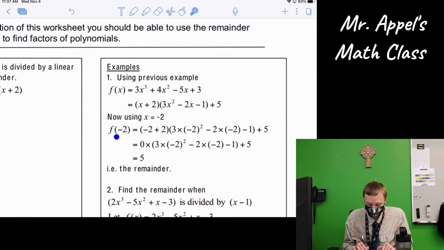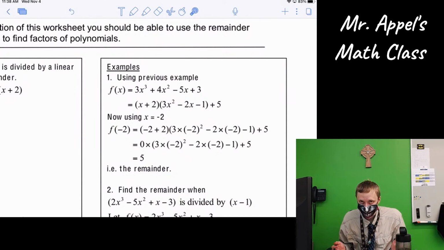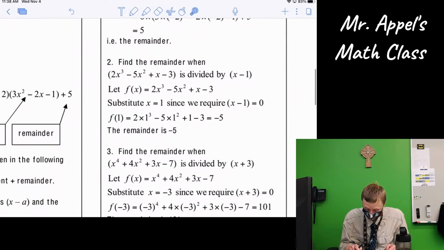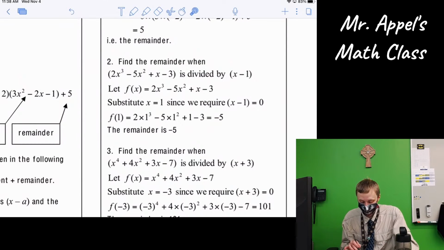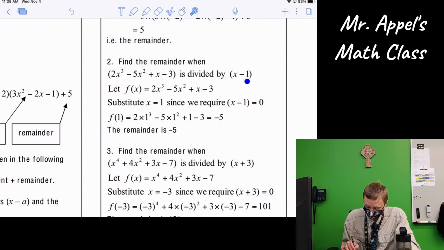Well, what if you plug negative 2 into the function? Negative 2 plus 2, there it is in that form, and there it is in the original form. You get 5. That's the remainder. That's the same as plugging negative 2 into here. So you can find the remainder when this is divided by substituting, finding 0, and finding the remainder there.